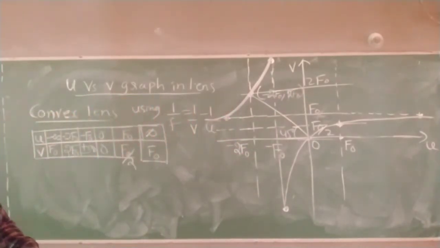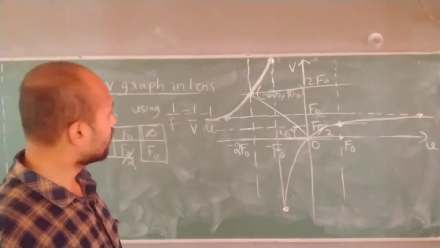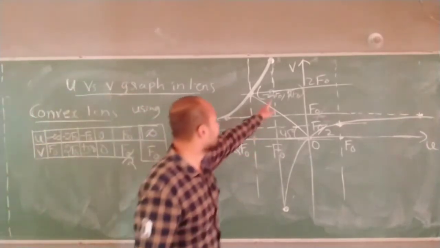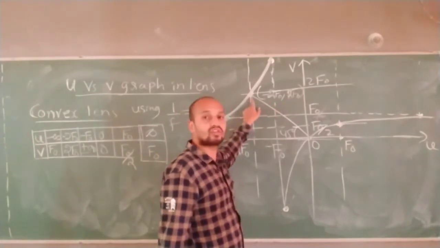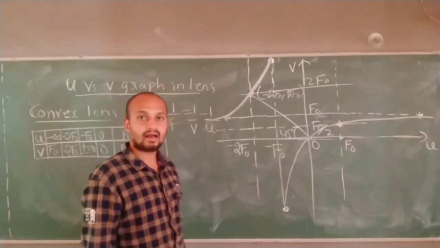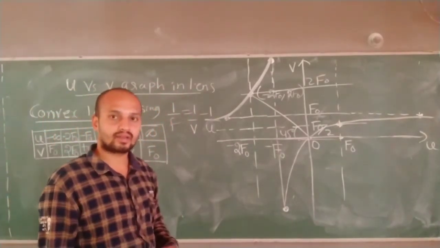So what I am trying to tell you is that by just knowing the graph, what can you find? You can find the focal length. If you know the coordinates of this point, you can find the focal length of the lens. Correct now? You can find the focal length. For that purpose, this is the application part. They will ask sometimes.